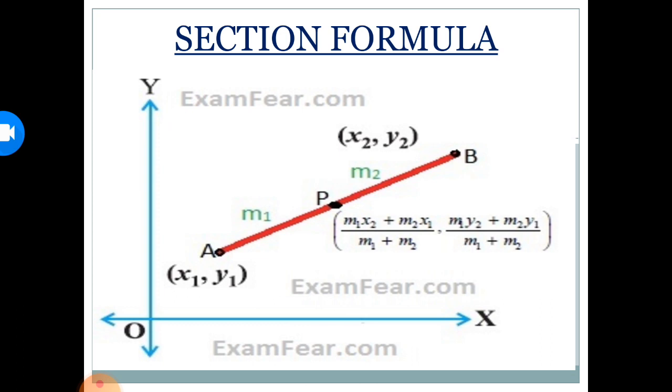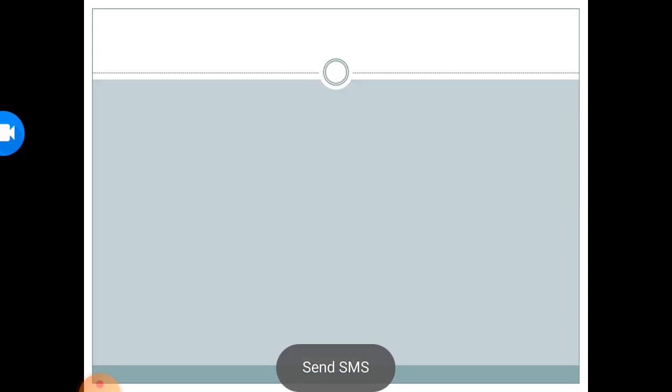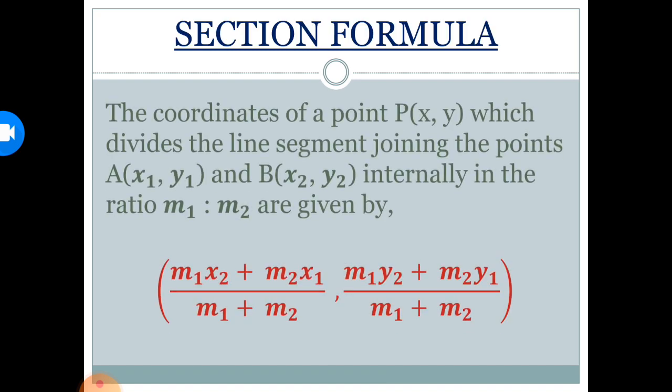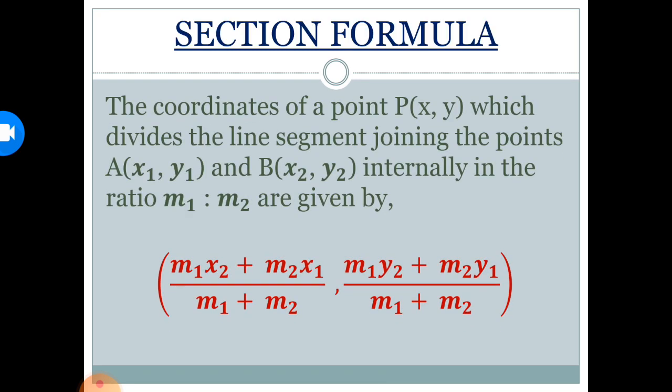Then how can we get the coordinates of P if the coordinates of A and B are given? So first we will see what is the section formula. Section formula is this: the coordinates of a point P(x, y) which divides the line segment joining the points A(x1, y1) and B(x2, y2) internally in the ratio M1 is to M2 are given by (M1x2 + M2x1) upon (M1 + M2), (M1y2 + M2y1) upon (M1 + M2). Here (M1x2 + M2x1) divided by (M1 + M2) is the x coordinate of P, and (M1y2 + M2y1) upon (M1 + M2) is the y coordinate of P.